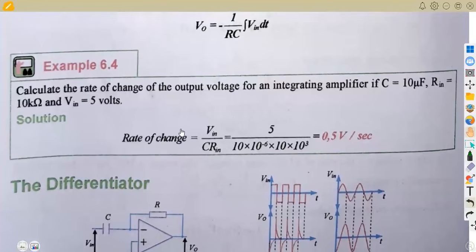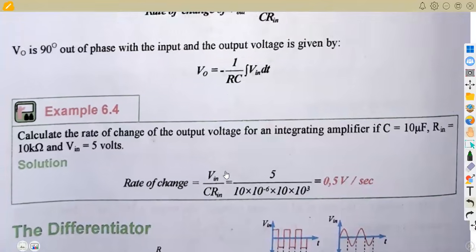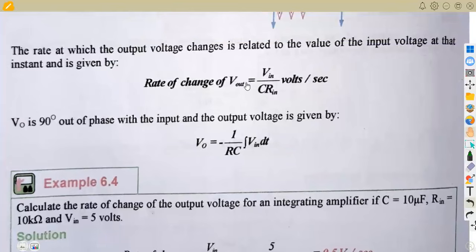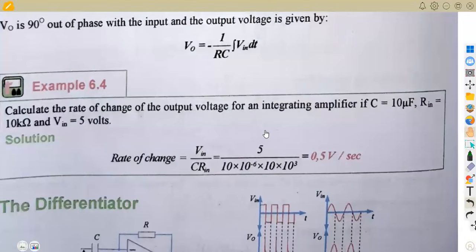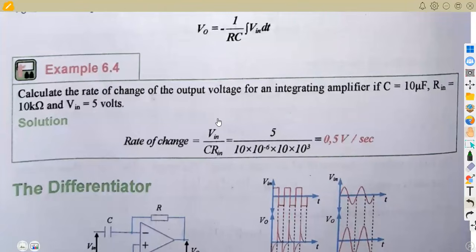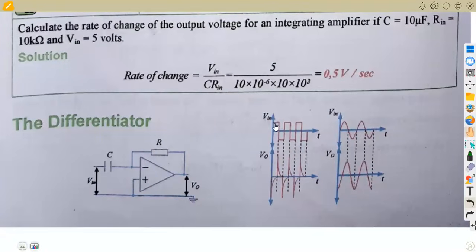Here we can have the rate of change of the voltage out. We have this in volts per second. So that's the idea there. You're just going to substitute, since we need to calculate the rate of change. All right, so I think this is direct, guys.